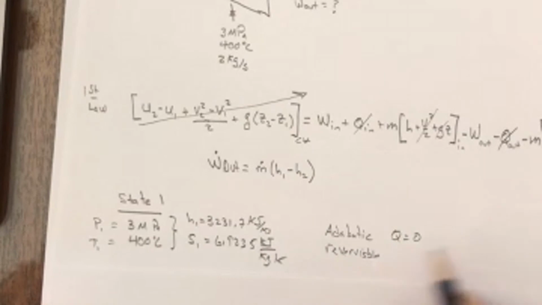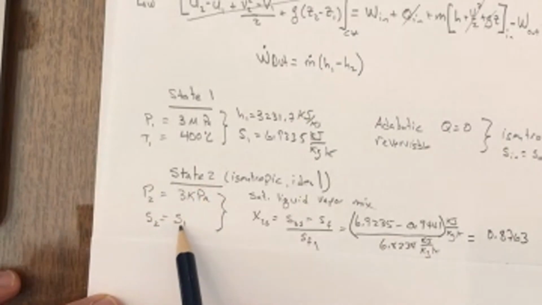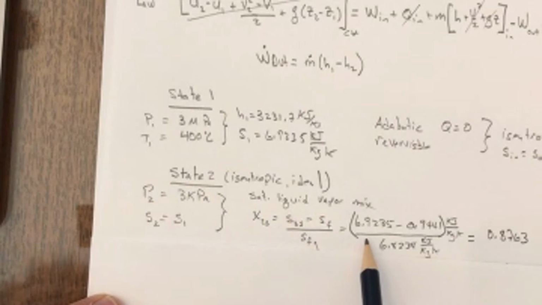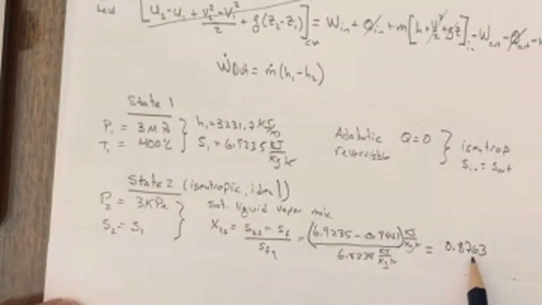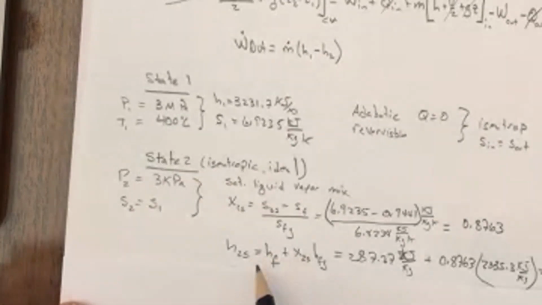Now, when we do that, together, this is isentropic. And in this case, that means that the inlet stream S in is equal to S out. So here, when I solve for state 2, I'm just going to say that S2 is equal to S1 along with the 3 kilopascals that was given, and I'm going to solve for this state. This turns out to be a saturated liquid-vapor mixture, so I'm going to solve for the quality. I get a quality of about 87.6%. And then from that, I can solve for the H value, H2.